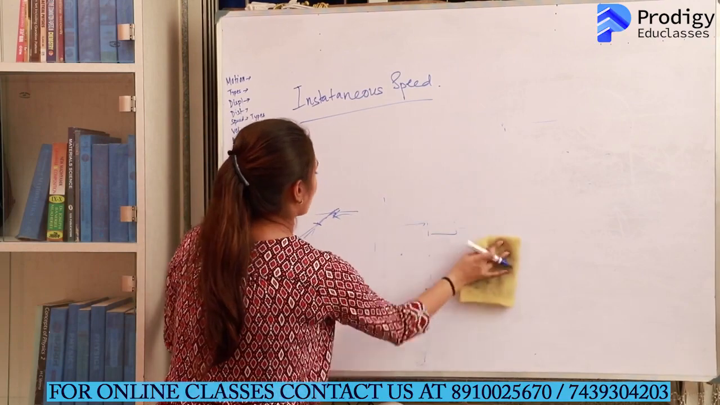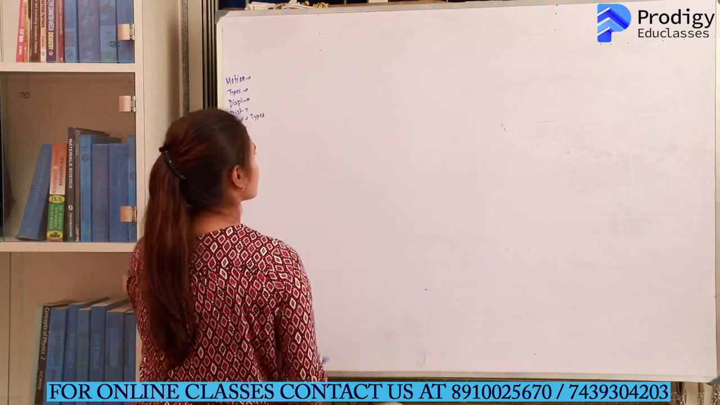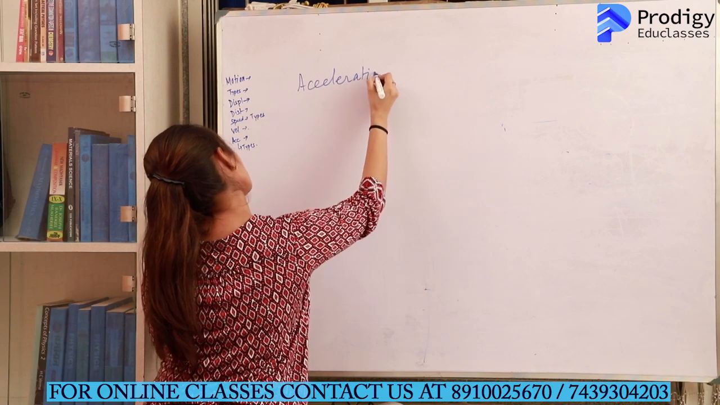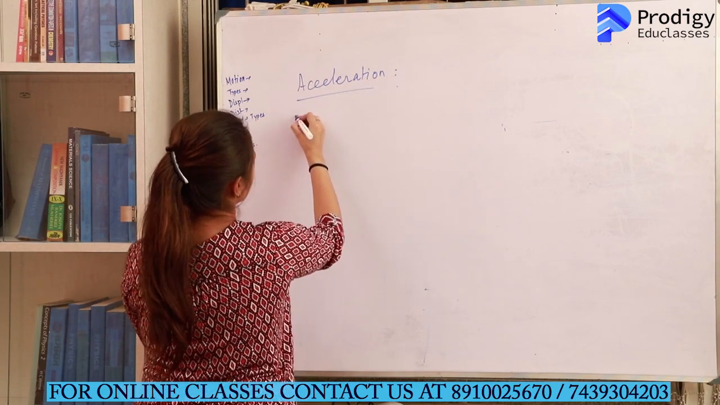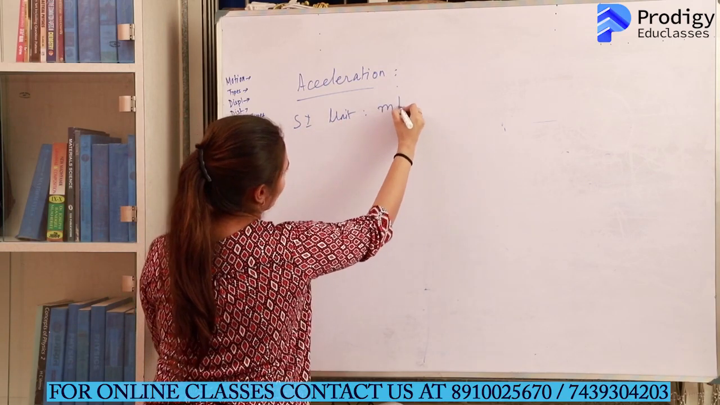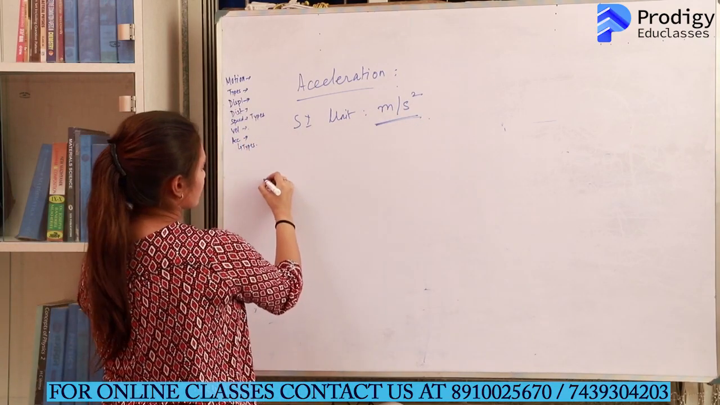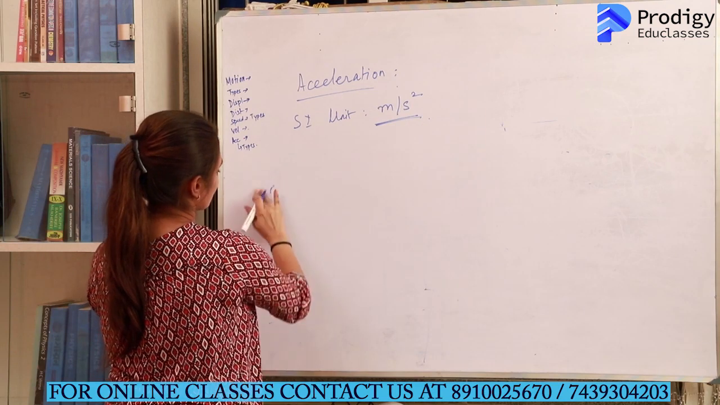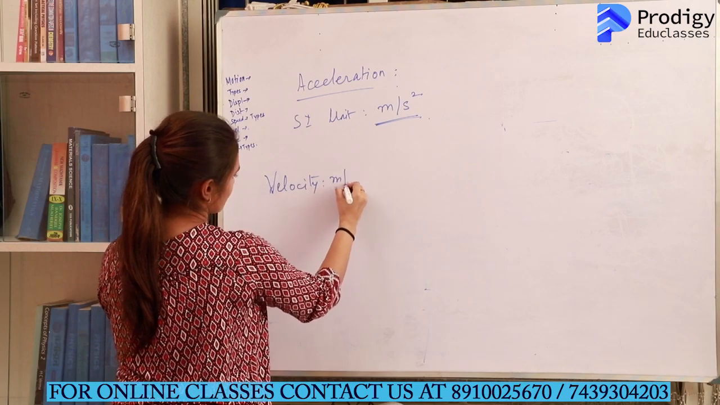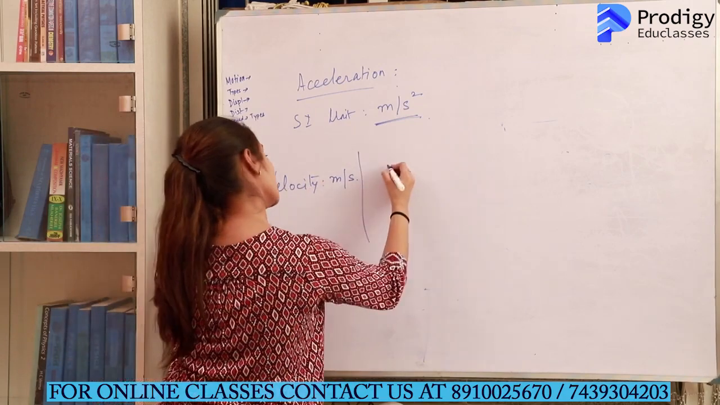Okay. Now the final point that we are going to study in this video is acceleration. Before I make you understand acceleration, just keep in mind acceleration's SI unit is meter per second square. How does this come? Till now we studied that the SI unit of velocity or speed was meter per second, right? How did this square suddenly come?